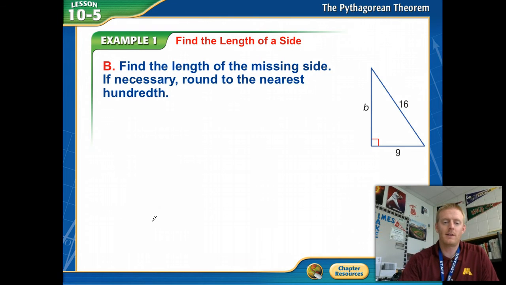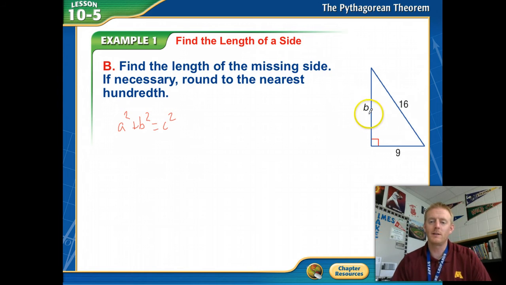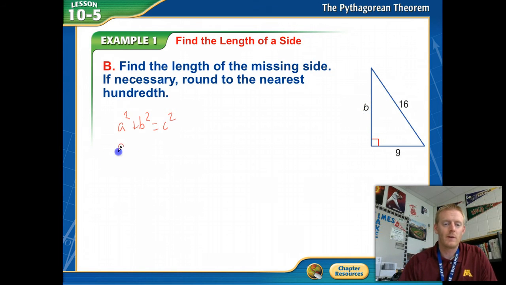All right, moving on again. Same kind of process. Again, we're talking a squared plus b squared equals c squared. This time we do not know what b is, so we're going to plug it in. We have to assume that the 9 is the a squared because across from here is the 16, and that has to be the c. So 9 squared plus b squared equals 16 squared. To get b by itself, I have to go and subtract the 9 squared.